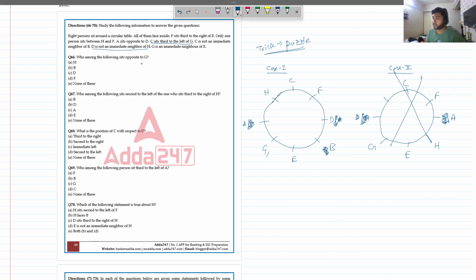Who among the following sits opposite to G? G is over here, F sits opposite to G. That is my correct answer.